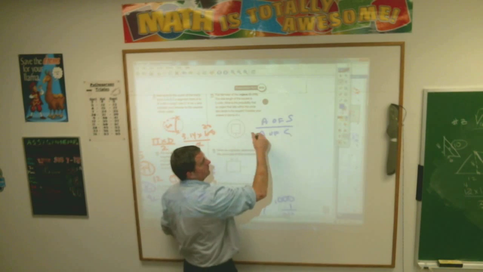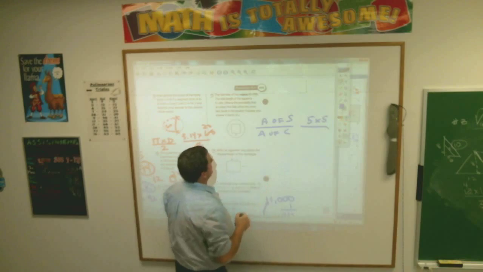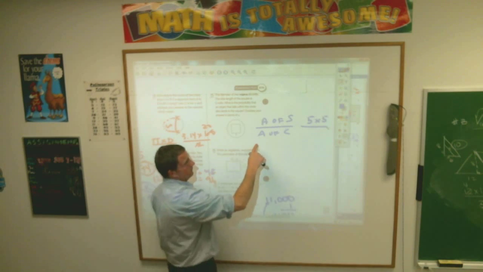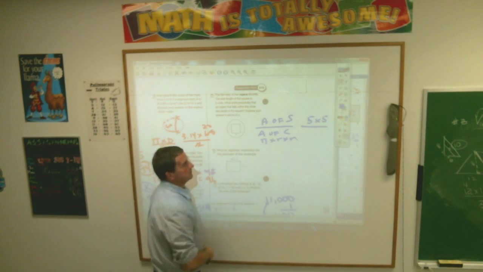So what is the area of a square? 5 times 5, correct? Express it in terms of pi. What's the area of a circle? It's pi times radius times radius. What is the radius?